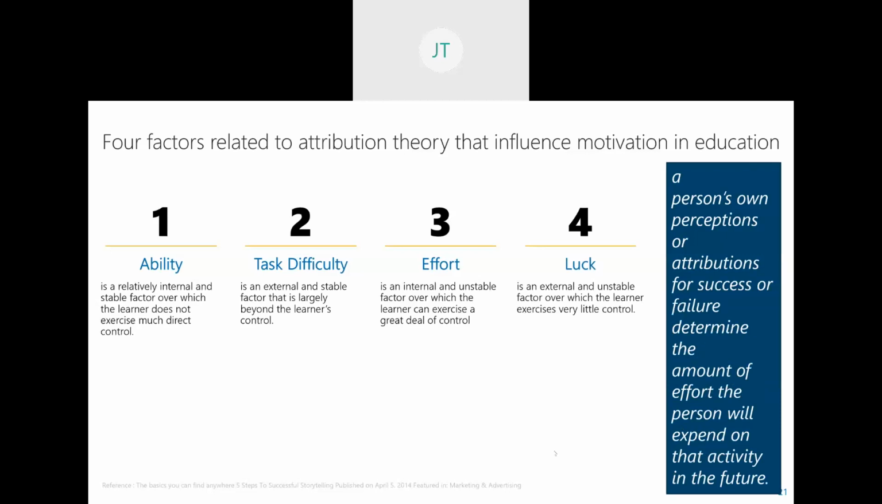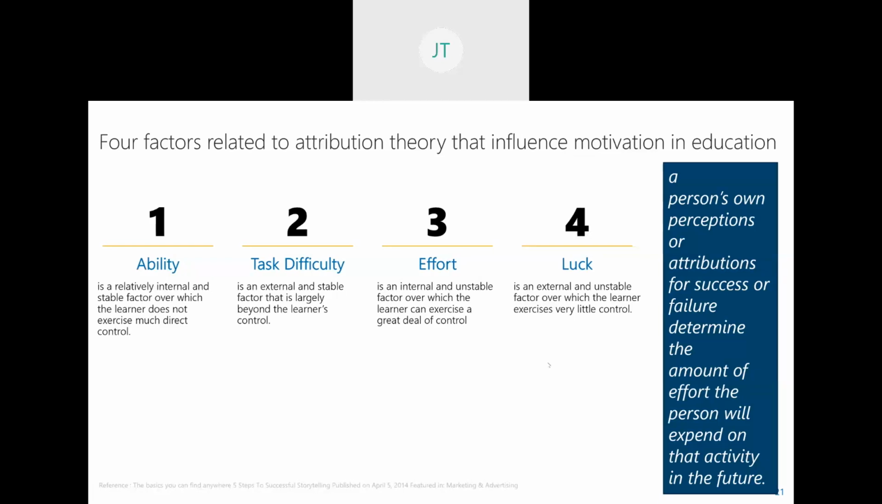So a person's own perception or attributions of success or failure determine the amount of effort the person will expend on the activity in future, right? Specifically in education. Now we learned that attributing explanations to failure and success will define the state of happiness and conflict. But generally a student would try to go towards the state of happiness in the explanation. And that explanation, whether stable versus unstable, all of the above that we saw in the previous slide, combined with all of these four things, would directly affect the motivation of the student and how much the student is ready to put effort into the next step.